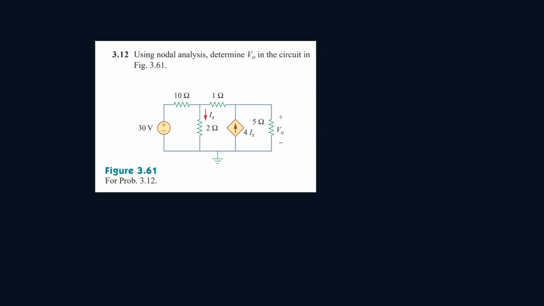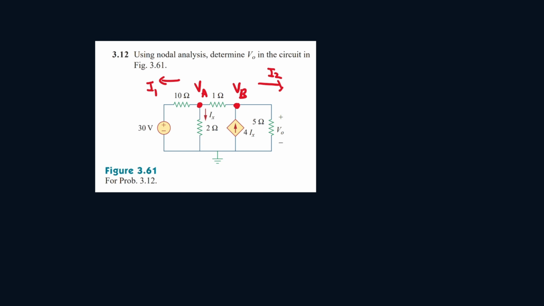Alright, so we have to find VO for the following circuit. So let's start by setting up two nodes. Let's call this VA and let's call this VB. Let's also write down the directions of current. Let's call this I1 and let's call this I2.